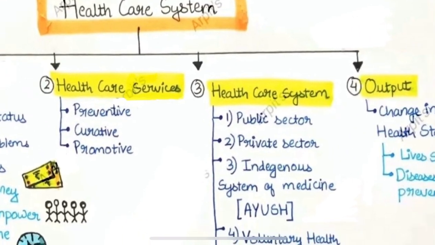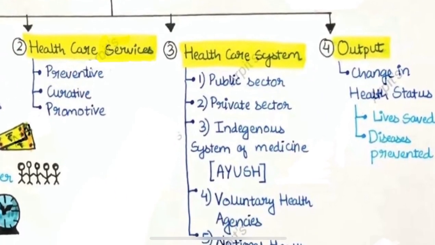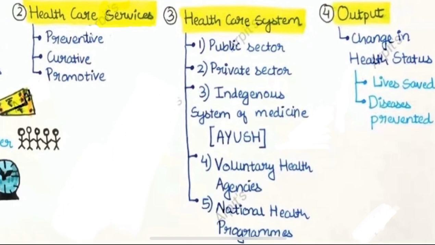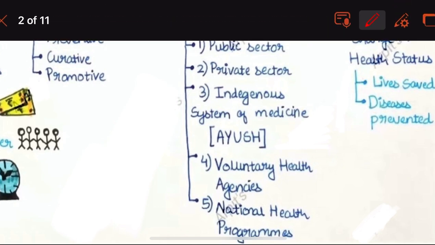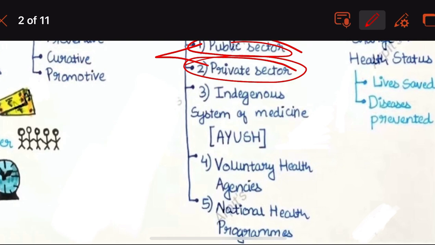Next, we have the healthcare system, which is providing all these services. It includes the public sector. The public sector is those government organizations and institutes. And then we have the private sector. We know many private hospitals. And then the indigenous system of medicine. All the government sectors come under this public sector, and all the private hospitals under the private sector.